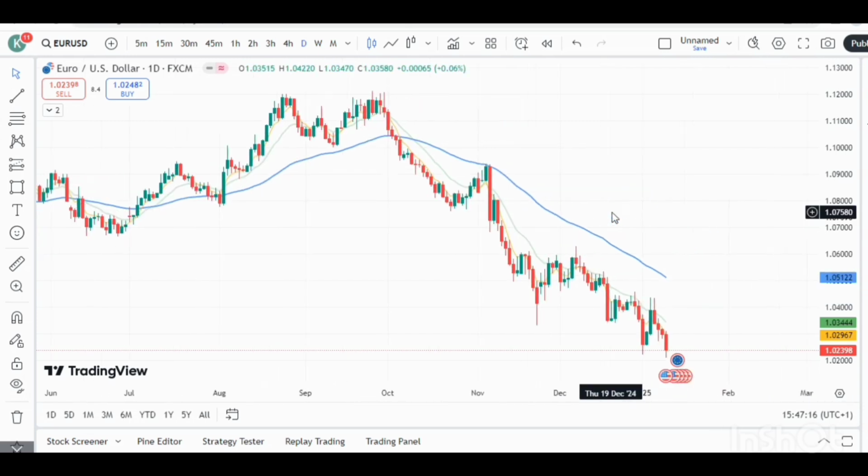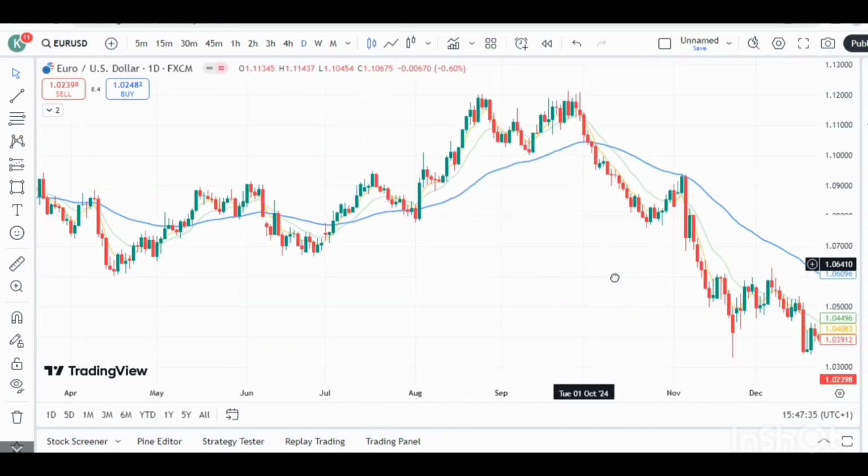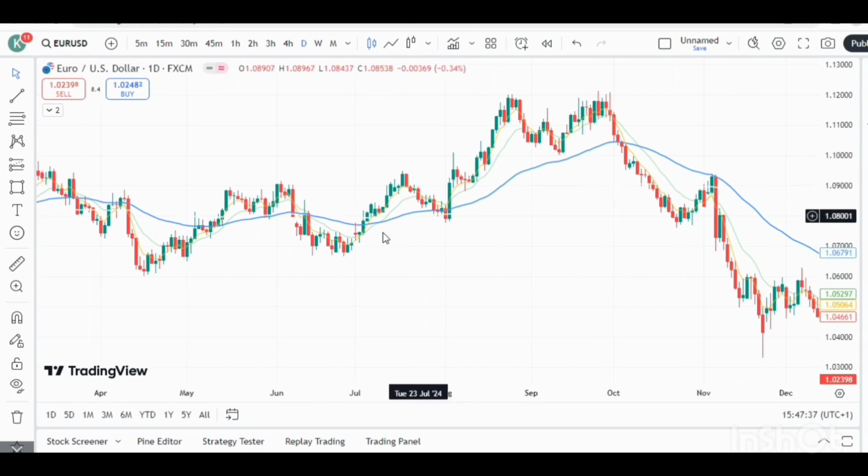So guys, what this does is just to show you the trend of the market. If the market is below the 13, the 50 and the 200 EMA, you know that we are in a downtrend. If it's above the 13, the 50 and the 200 EMA, you know that we are in an uptrend, just like here. So this is how you can use these EMAs, these moving averages, to determine your trends.